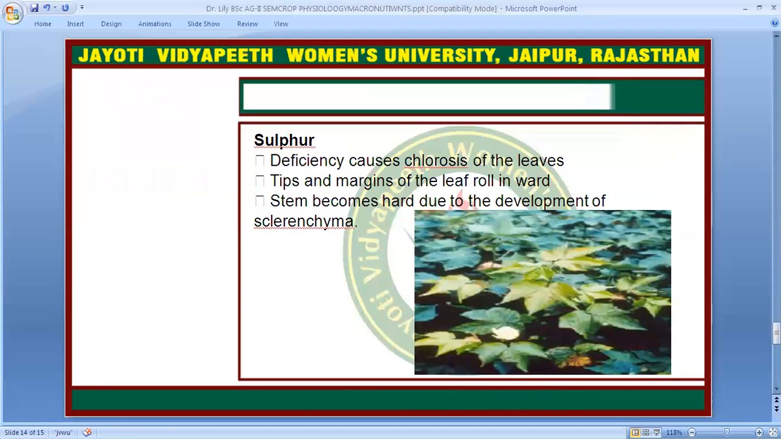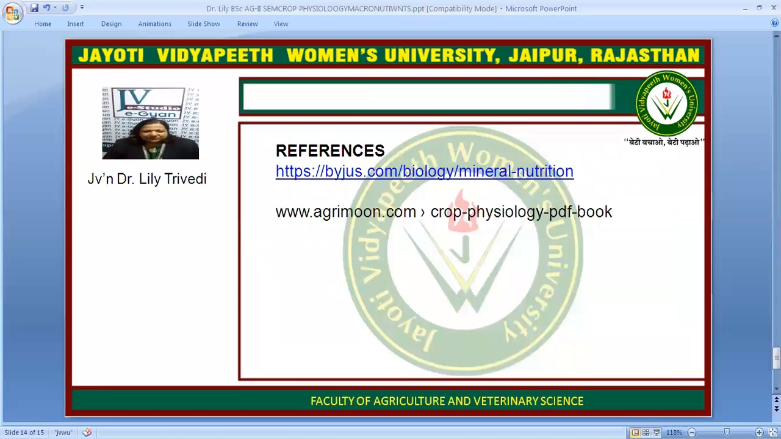Now, deficiency of sulfur causes chlorosis of the leaf, tips and margin of leaf roll inward, and the stem becomes very hard due to the development of sclerenchyma.